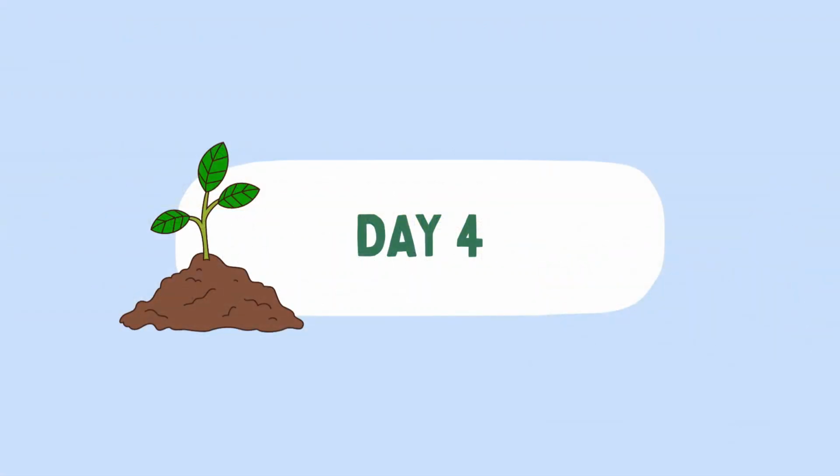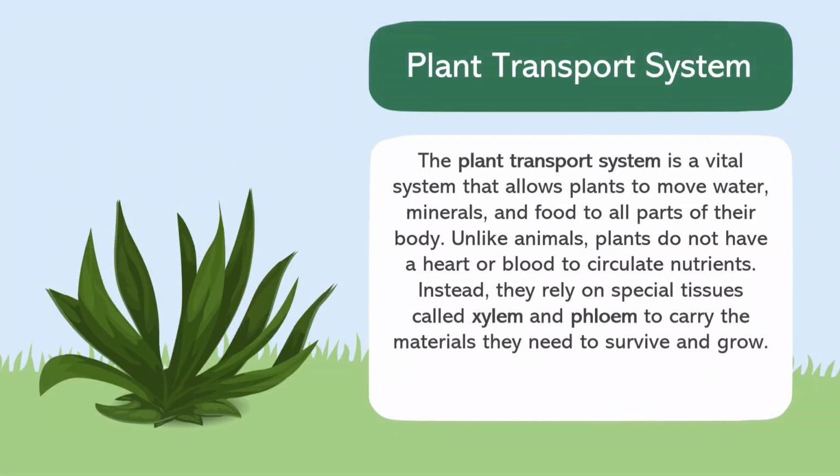Day 4. The plant transport system is a vital system that allows plants to move water, minerals, and food to all parts of their body. Unlike animals, plants do not have a heart or blood to circulate nutrients. Instead, they rely on special tissues called xylem and phloem to carry the materials they need to survive and grow.